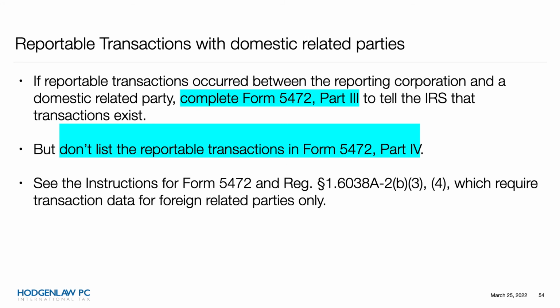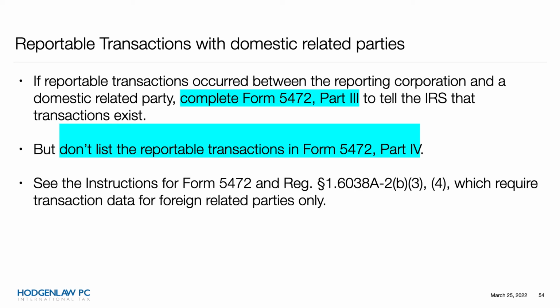Interesting exception for domestic related parties. It's not just a matter of stripping money out of the reporting corporation and sending it overseas to foreign related parties. You can strip money out of a reporting corporation and send it to a domestic related party. And in that case, you still have to file Form 5472 and say, hey, stuff happened here, but you don't have to list the transactions themselves in Part 4. So the form must exist, but the detail is not required.